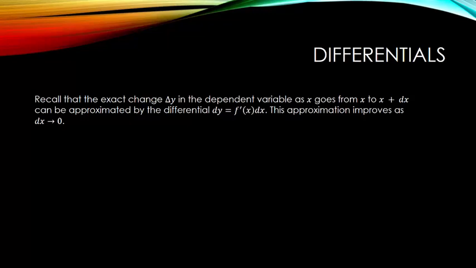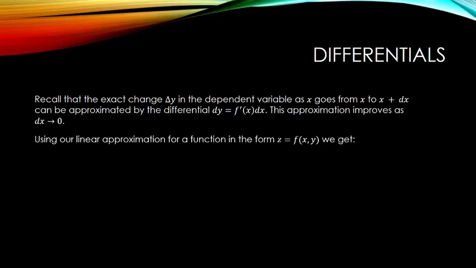Remember that an exact change in y, delta y, is the exact change in my dependent variable as x goes from x to x plus dx. And this can be approximated by what we call the differential, dy. dy is equal to f prime of x times dx. This approximation improves as dx approaches 0.